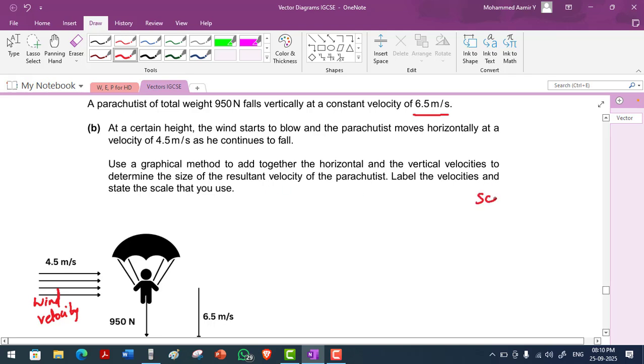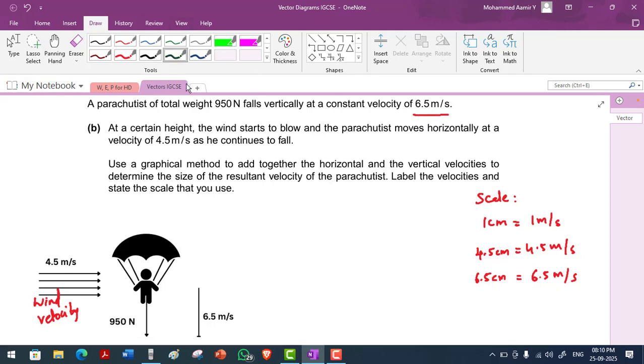Again, what you have to do is take the scale first. So you have to mention 1 centimeter is equal to 1 meter per second. Then 4.5 meters per second will be 4.5 centimeters. Similarly, 6.5 meters per second will be 6.5 centimeters. So you have to draw the 4.5 centimeter line first, horizontally, because it is horizontal, right? So draw a 4.5 centimeter line.